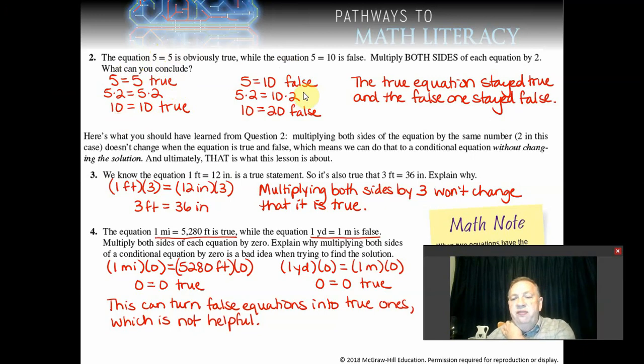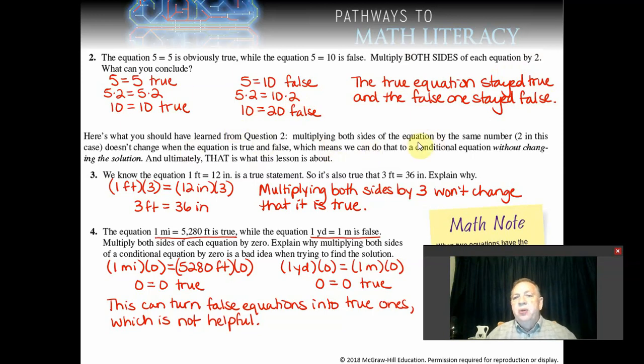What about this one if it was false? If I multiply times 2 here, times 2 here on both sides, I get 10 on this side, 20 on this side. I started out with false. I end up with a false. So the true equation stayed true and the false one stayed false. Okay. So here's kind of what we learned in this.